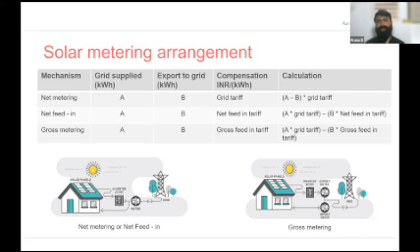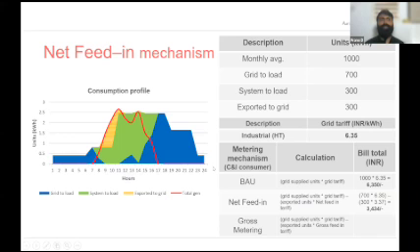To further elaborate on these metering mechanisms, let's see how the energy accounting is carried out in case of net feed-in and gross metering mechanisms. So, considering a net feed-in mechanism, we take a monthly average, as considered before, of 1000 units per month. We take a grid to load contribution of 70% and 30% being contributed by the installed solar system, while 50% of whatever is generated by the solar system is exported to generate revenue.